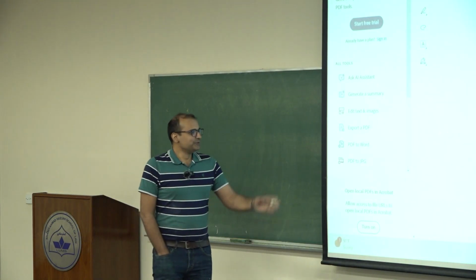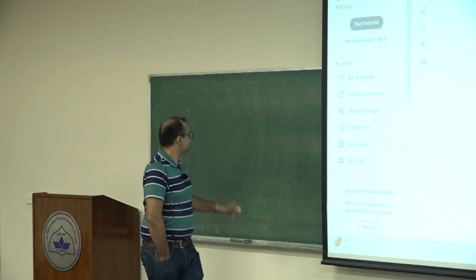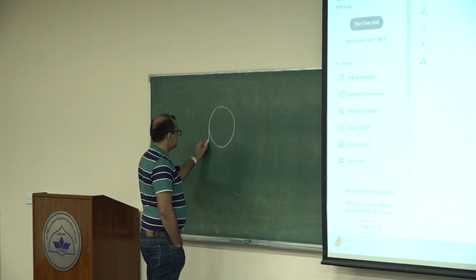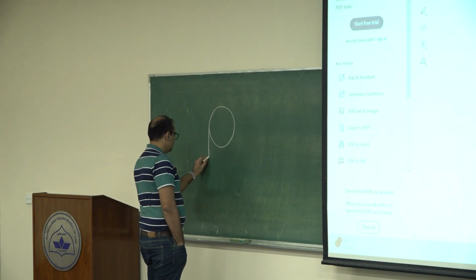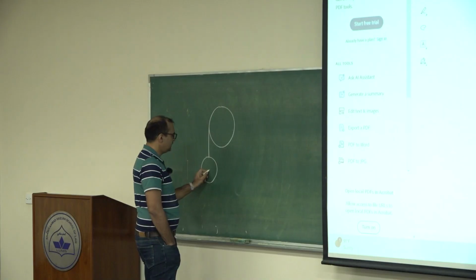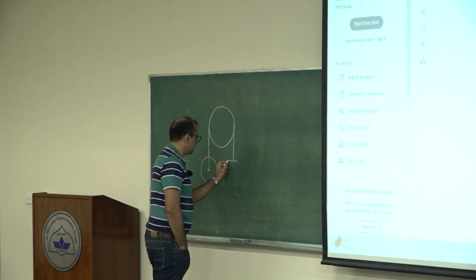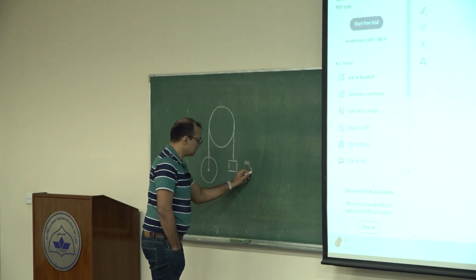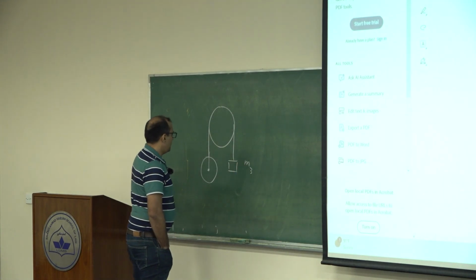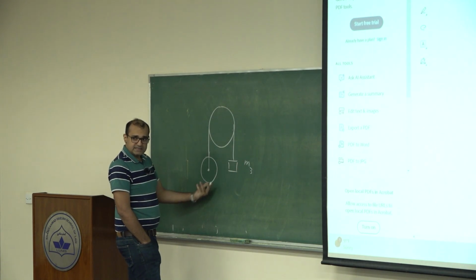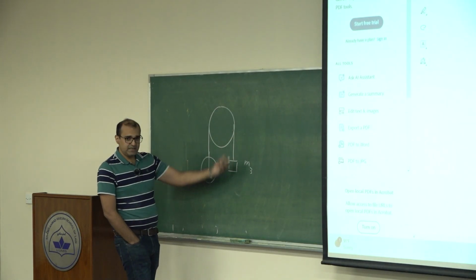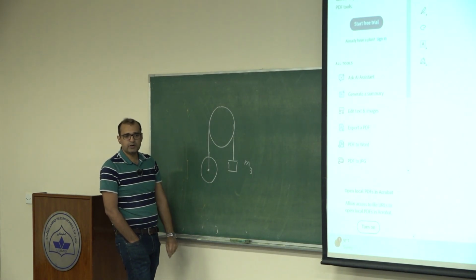Okay, so let's look at pulley D. Okay, so pulley D, there is another pulley over here, and then there's M3 over here. Now this pulley of course moves, and there's some acceleration of the pulley. This M3 is also moving vertically. There's some acceleration for M3.